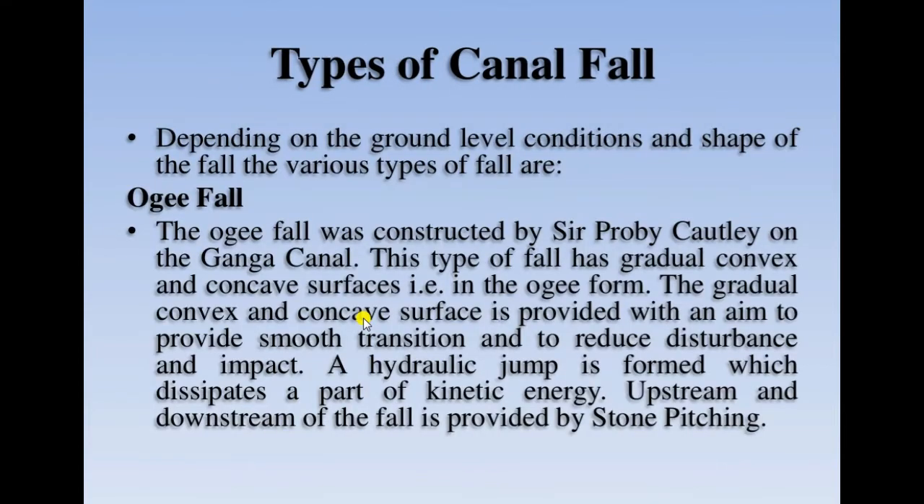Now, types of canal fall. What are the different types of canal fall that are present? Depending on the ground level conditions and the shape of the fall, the various types of fall mainly used are the ogee fall. It was constructed by Sir Proby Cautley on the Ganga Canal. This type of fall has gradual convex and concave surfaces like an ogee form.